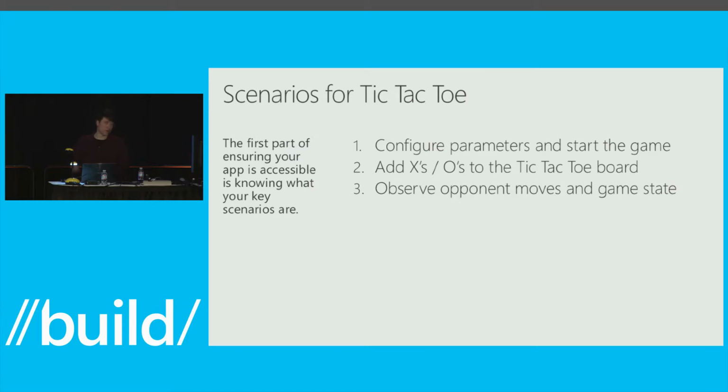So here are the scenarios for tic-tac-toe. It's going to be a pretty simple game. We're going to need to be able to configure the parameters and start the game. Makes sense. We're going to need to be able to play the game by adding X's and O's to the board. And we're also going to need to be able to know when the opponent makes a move or when the game is over or the game starts, etc. So these are the scenarios that we're going to care about for both accessibility use cases as well as every other use case.